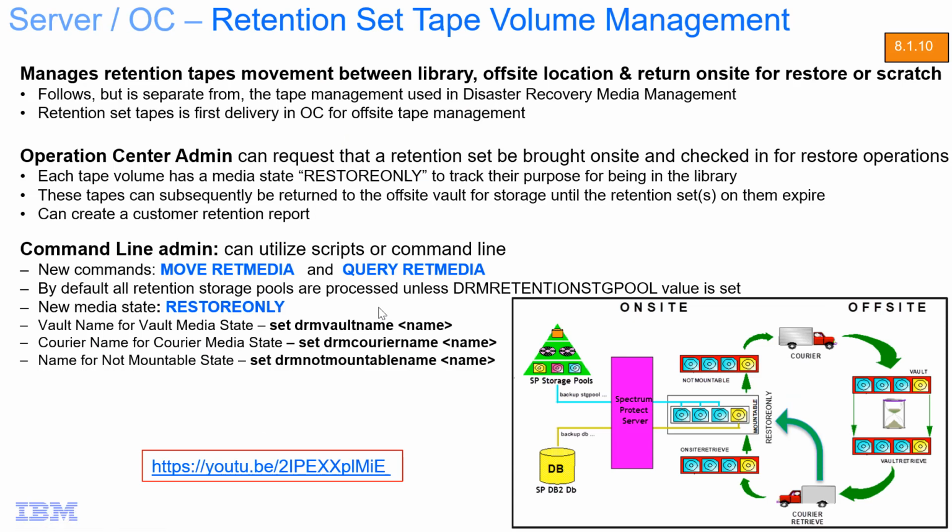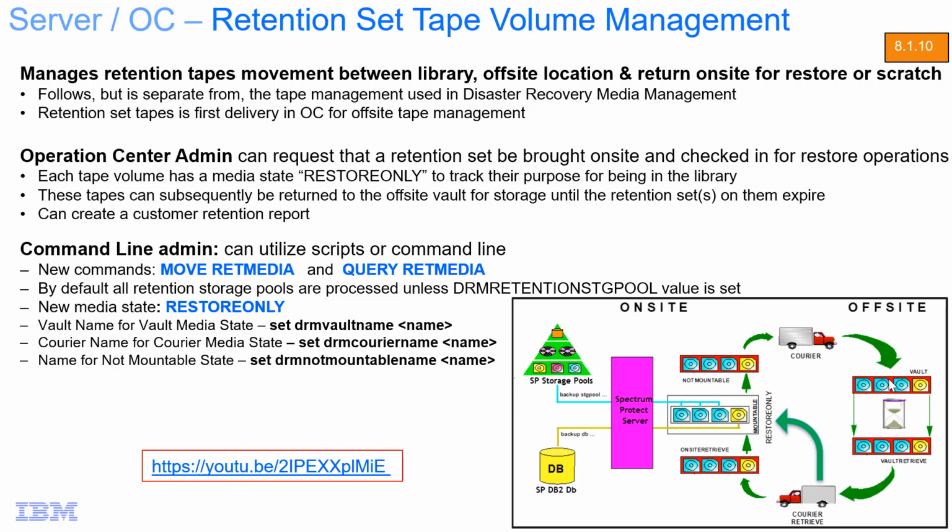Okay, so what I just talked about was the ability to now copy the retention sets out to tape. Once those retention sets are on tape, most likely you'll want to take those tapes off-site. And this is where retention set tape volume management comes into play. If you're familiar with disaster recovery media management, which has been inside of Spectrum Protect forever, this is similar but separate from that.